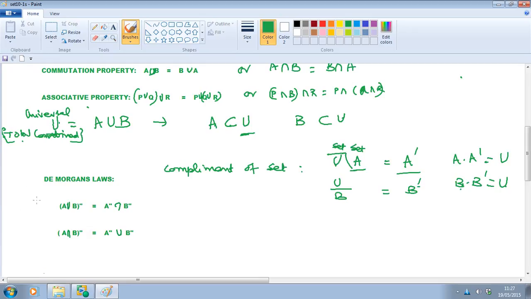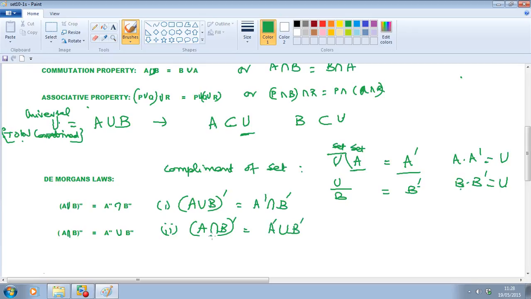So the first De Morgan's law is: the complement of A union B is equal to A dash intersection B dash. The second law is: the complement of A intersection B is equal to A dash union B dash.